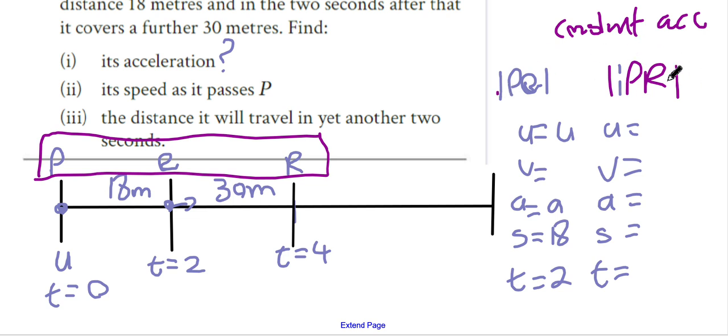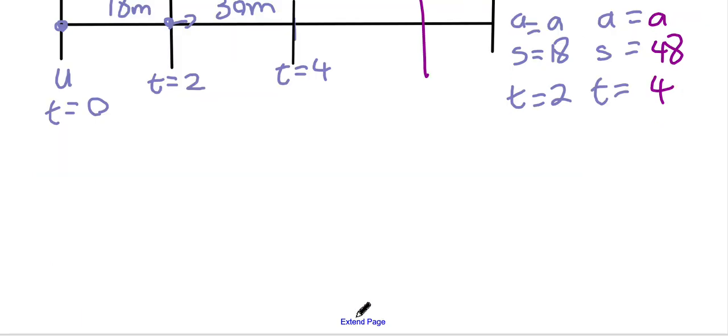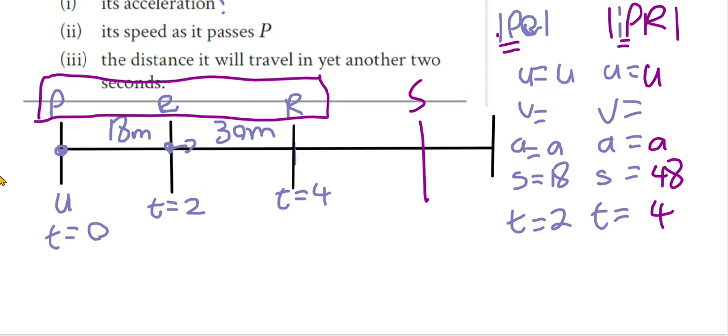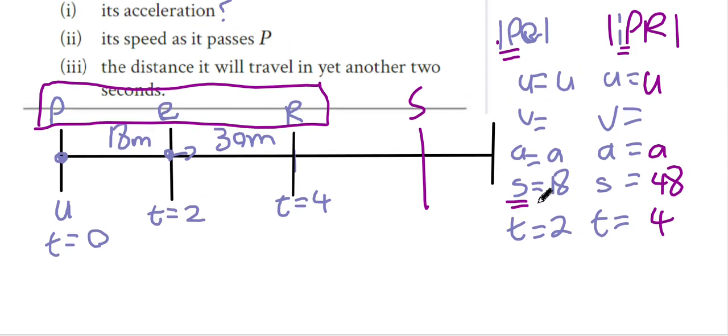PQ, PR. The next one we're going to do is going to be PS. I won't be taking RS. I'll be taking P to S. Agreed? Here we go. What's the U value now? It's also u, because you're starting at P both times. Your A value is still A. Your S value? 48. And your T value? 4. Now you stop there and you go, okay, I've got 2 data sets now. What formula should I use? Well, we're going to have to use a formula involving S. So what are your options?